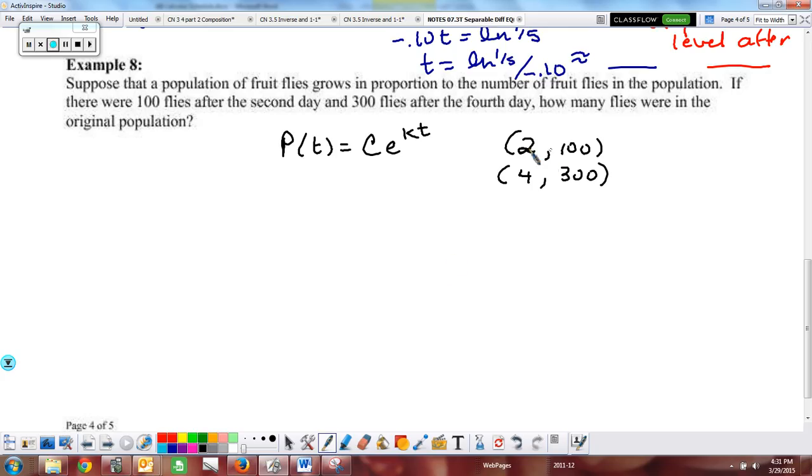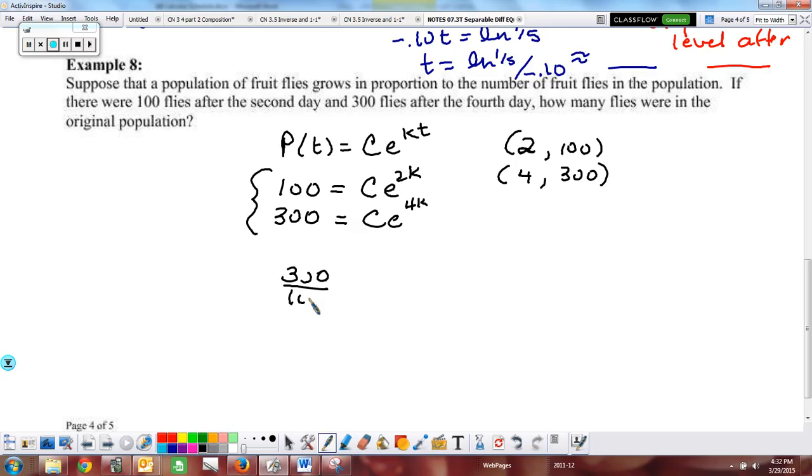What we know from the 2, 100 is going to be that we have 100 equals C e to the 2k. Sorry, figure out where I'm plugging things in for. Plug in 2 for t, so I get 2k. From the second point, I know that 300 equals C e to the 4k. And oh, we have a sort of system. But in our world, for a system, the easiest way to do this is always to go 300 divided by 100, do a ratio, set up a proportion, which is C e to the 4k over C e to the 2k. And oh look, the C is going to go away.